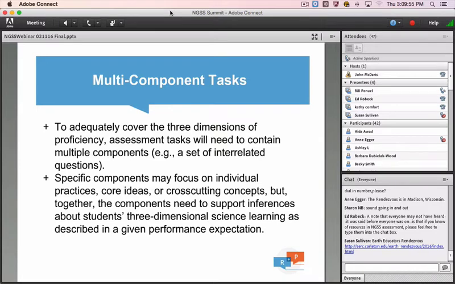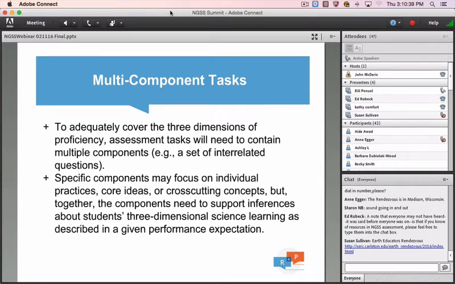A major recommendation of the report is that we're going to need different kinds of tasks. We call them in the report multi-component tasks. By that, we mean tasks that are linked to one another, usually by a common scenario, or that might present a science phenomenon or a design challenge to students, and then ask a series of separate questions. We make the argument there that to adequately cover the three dimensions of proficiency, there are going to need to be multiple components. Some of the components or individual questions might focus on practices, a core idea, even a piece of a core idea, or cross-cutting concepts.